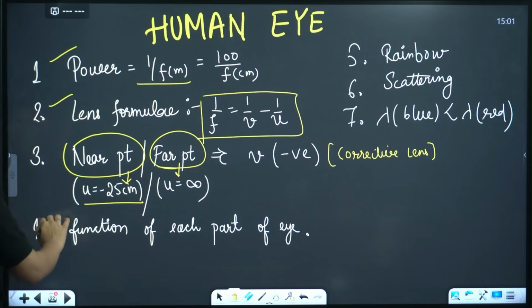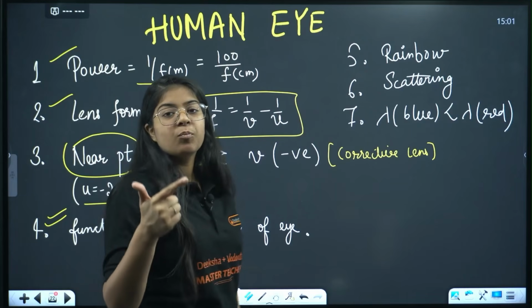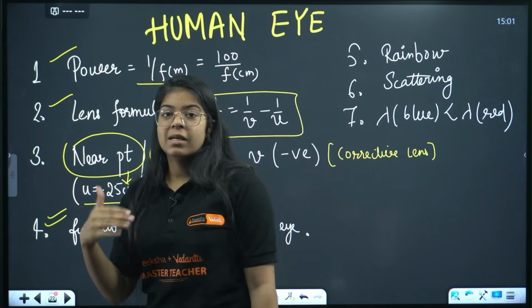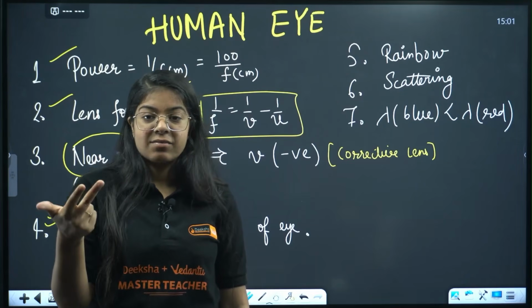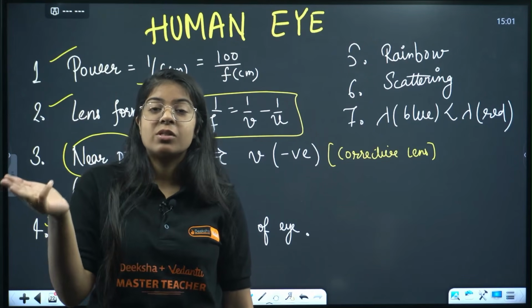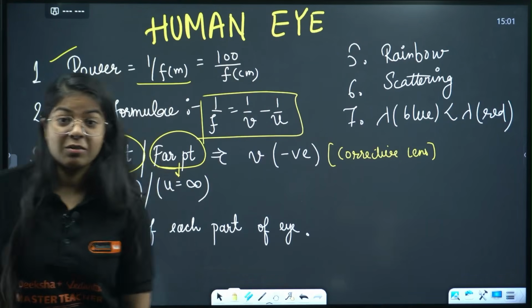Next we have the function of each part of the human eye: cornea, pupil, iris, aqueous humor, vitreous humor, lens, retina, cones and rods, which are light sensitive cells that convert light into electrical signals, and the optic nerve, which passes those signals to the brain. Ciliary muscles are very important, we just studied that.